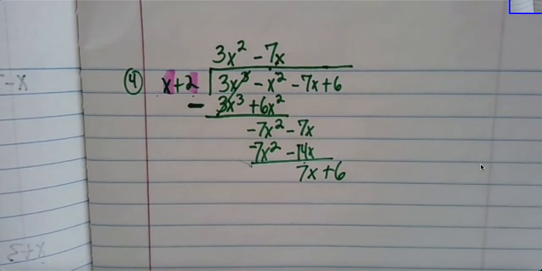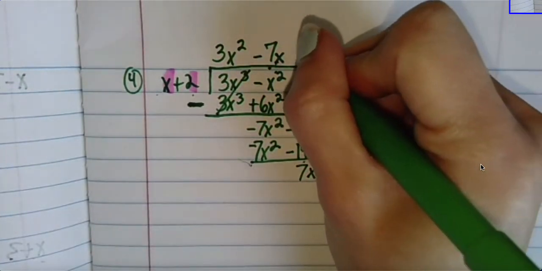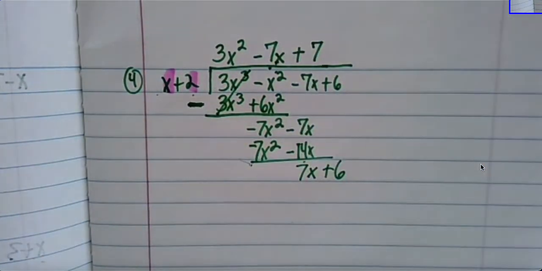Let's just put it in your calculator to see that answer. Now, you have to figure out what times x is 7x. 7. All we're missing is a 7. So do we add 7? It's a positive 7, so we put a plus 7.